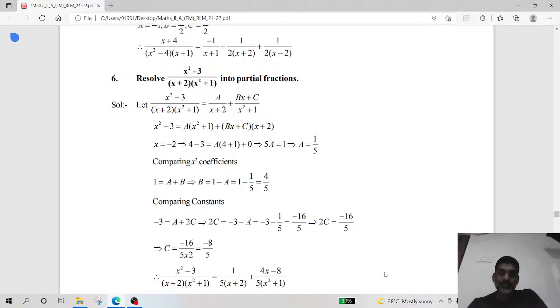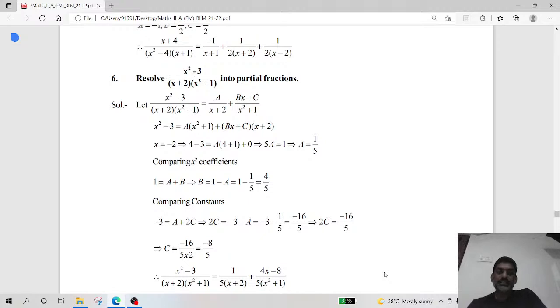Next, we need to calculate the b and c values. To get b and c values, we compare x square coefficients, because the x square coefficients are a and b. a plus b is equal to 1. Already a is known as 1 over 5. Then b is equal to 1 minus 1 over 5, that is 4 over 5.